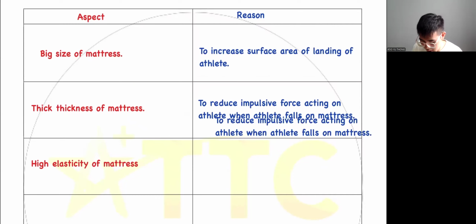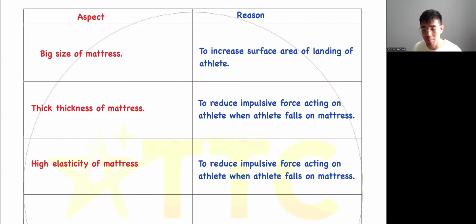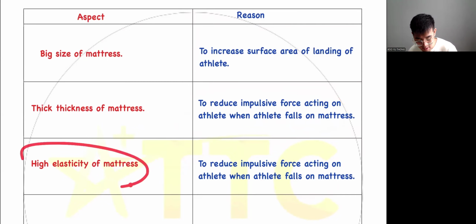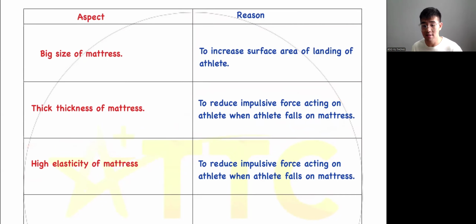But do you know why we choose high elasticity of mattress? The reason is actually the same as the one before. Now, there's another thing I have to share with you before we end the class. This is also a very arguable thing. In school, your school teacher will tell you that you cannot write the same explanation. Even though this is the explanation, we want the elasticity of the mattress. Just like I told you, elasticity means the bounciness. So if the elasticity is high, the impulsive force acting on the athlete when the athlete falls on the mattress will be reduced, because it bounces. So it reduces the impulsive force.